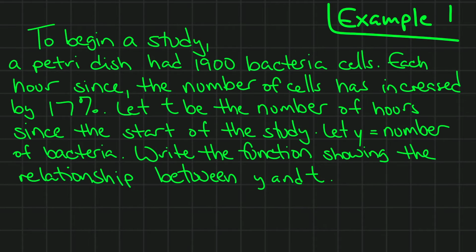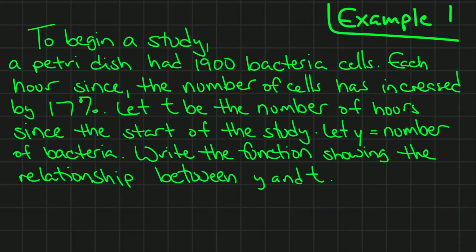For example number 1, to begin a study, a petri dish had 1900 bacteria cells. Each hour since, the number of cells has increased by 17%. Let T be the number of hours since the start of the study. Let Y be the number of bacteria. Write the function showing the relationship between Y and T.